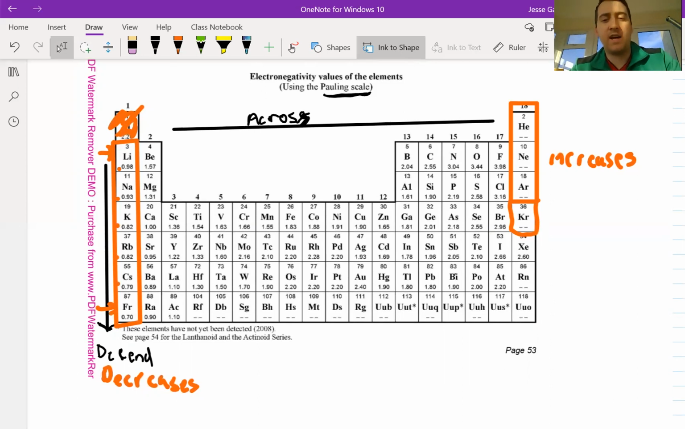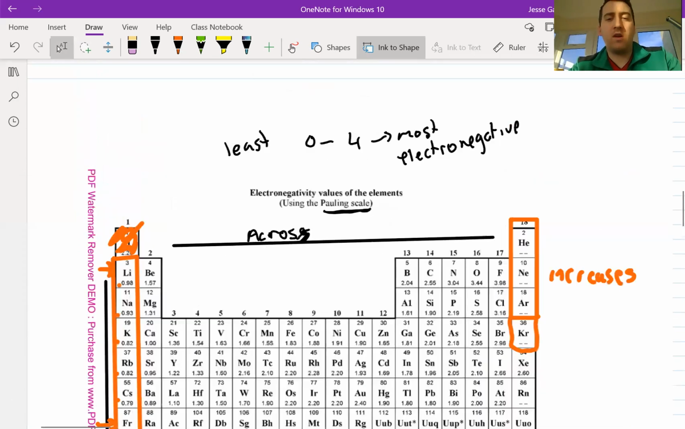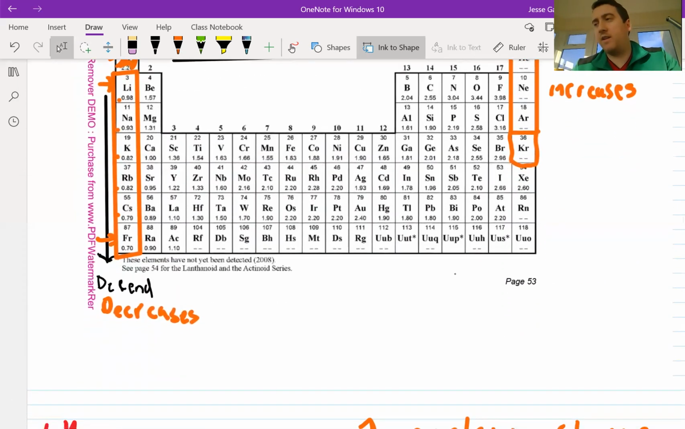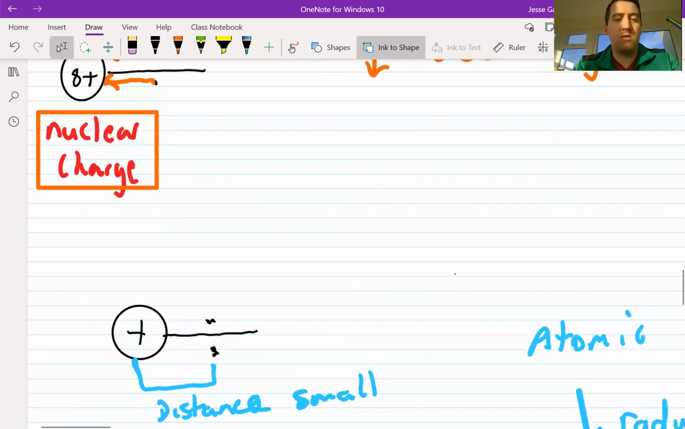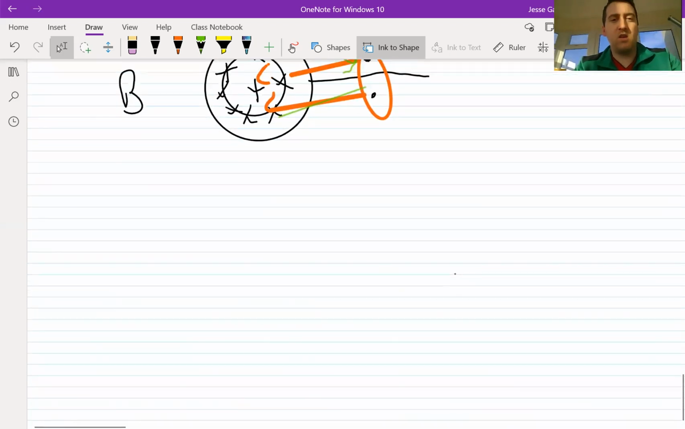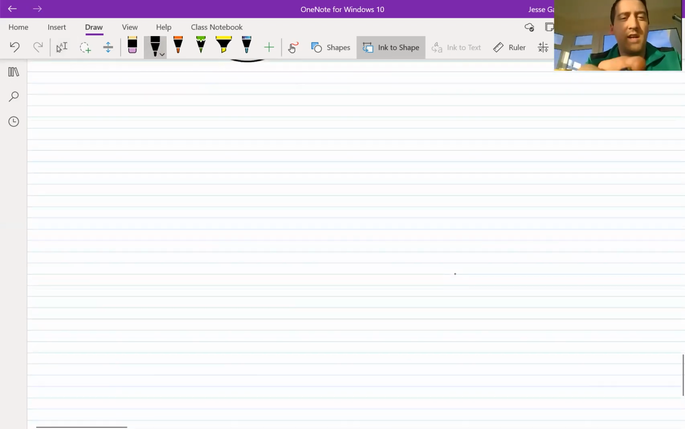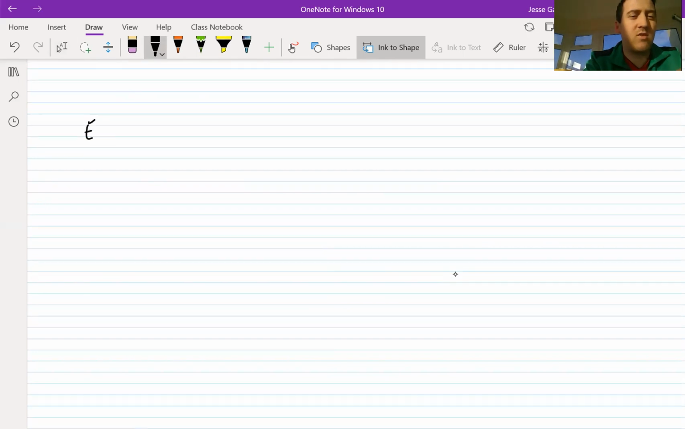So now we've stated the actual patterns. It would be important then to be able to describe and explain why each of those patterns is seen. So let's just summarize. Electronegativity values, what do they do? I often shorten electronegativity to EN. You should do this in your notes, but not in the exam. EN stands for electronegativity. So down a group, what happens? Electronegativity values decrease down a group.